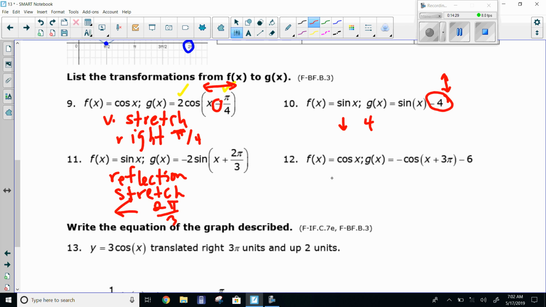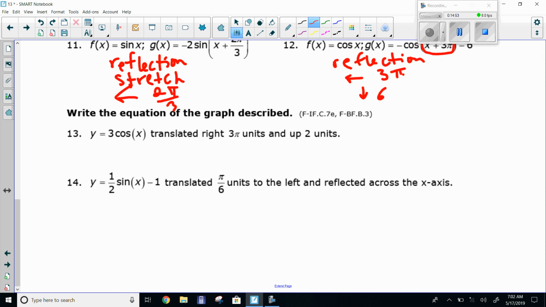Let's see, we got the negative, so that's a reflection. We've got the plus 3 pi, so that's opposite, so it's going to go left 3 pi. And I'm saying left and right in these ones because it's inside with x, and x goes across. And then you have your vertical shift down 6. Pretty simple. So now we have to apply these transformations.